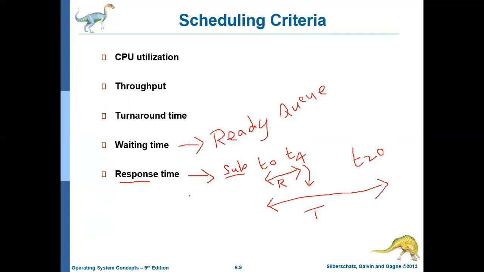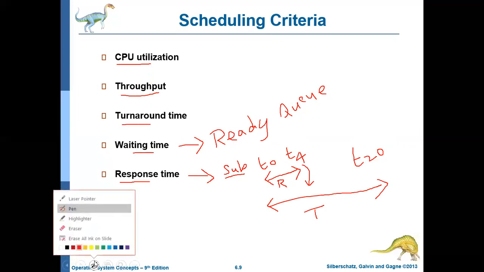These are the various criteria by which we measure the performance of the scheduling algorithms. The objective here is to maximize the CPU utilization, to maximize the throughput, and to minimize the turnaround time, to minimize the waiting time, and to minimize the response time. So this is the introduction to CPU scheduling. And in the next class, we'll discuss various scheduling algorithms. Okay, we can stop here.